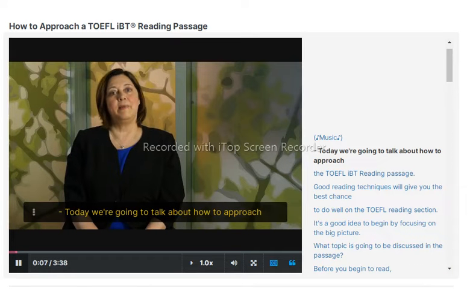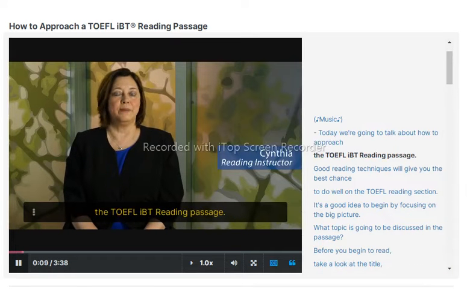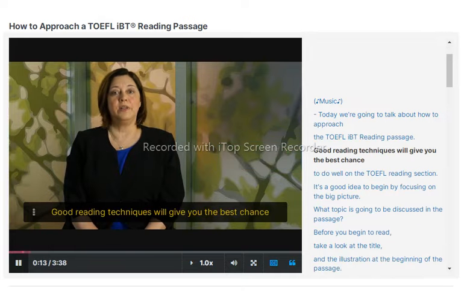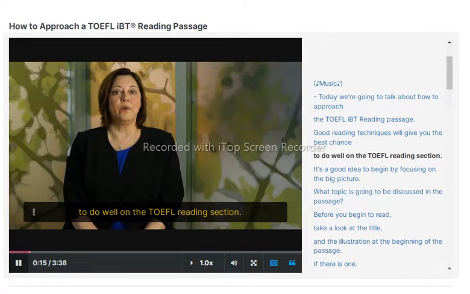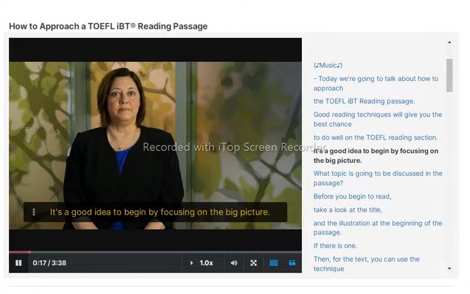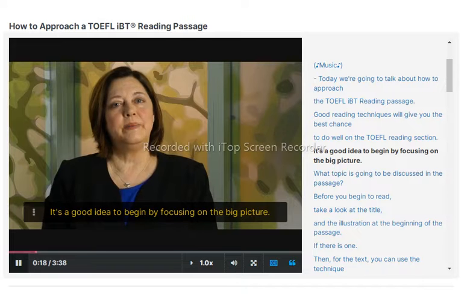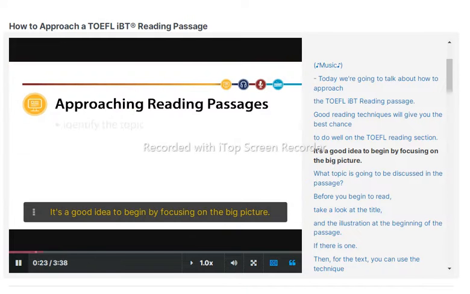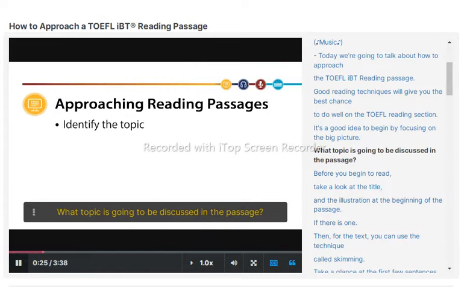Today, we're going to talk about how to approach a TOEFL iBT reading passage. Good reading techniques will give you the best chance to do well on the TOEFL reading section. It's a good idea to begin by focusing on the big picture. What topic is going to be discussed in the passage?